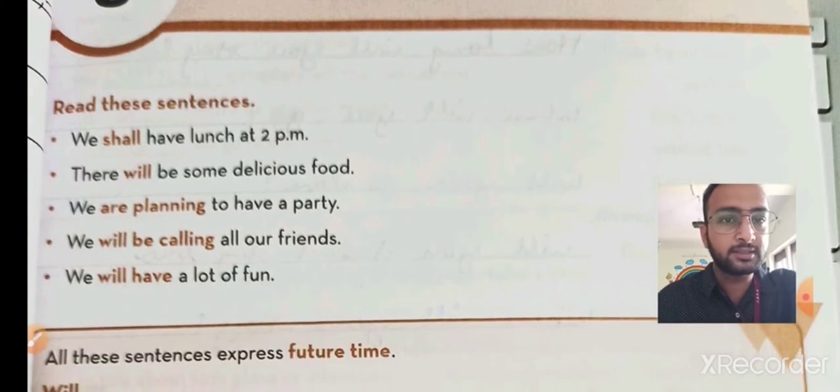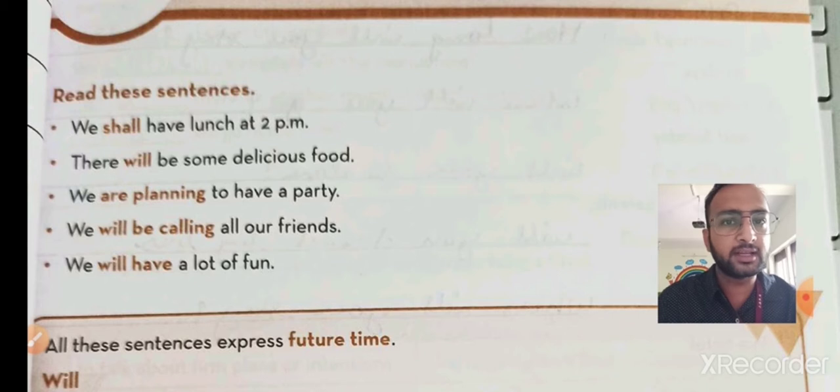So let us take some examples. Read these sentences: We shall have lunch at 2 p.m. There will be some delicious food. We are planning to have a party. We will be calling all our friends. We will have a lot of fun. From these sentences we can see that all of them are describing future events that will take place in the near future.